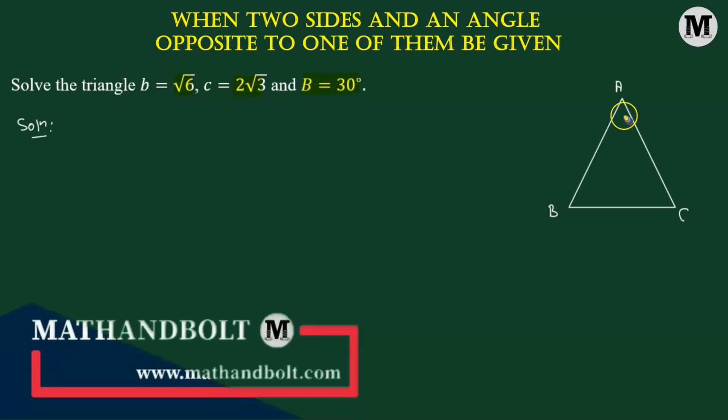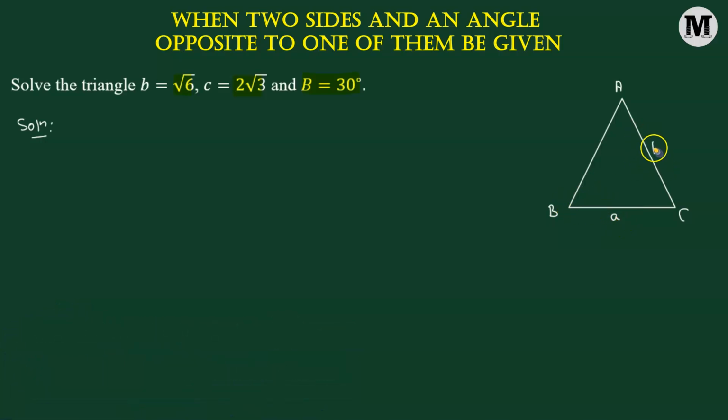Here we consider the side opposite to angle A. That is BC, which will be denoted by the letter a in lowercase. The side opposite to angle B, which is AC, will be denoted by b in lowercase. It has a measure of square root of 6 units. And then the third side AB, the side opposite to angle C, we're going to denote by the letter c in lowercase, and it has a measure of 2 times square root of 3 units. The measure of angle B is also given to us, that's 30 degrees.